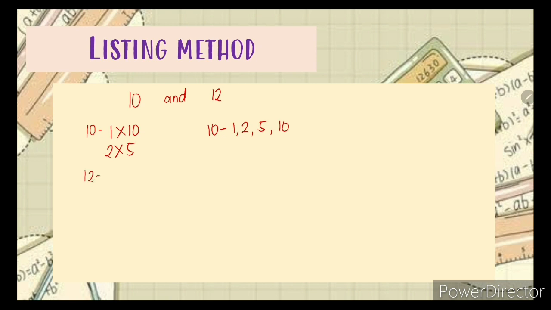Next, 12. What are the factors of 12? We have 1 times 12, 2 times 6, and 3 times 4. Okay, lista ulit natin. So, 1, 2, 3, 4, 6, and 12. So, next one, we will look for the common factor. Pag sinabi natin common factor, merong factor si 10, meron din factor si 12. So, the common factors are 1 and 2. So, lista natin 1, 2.